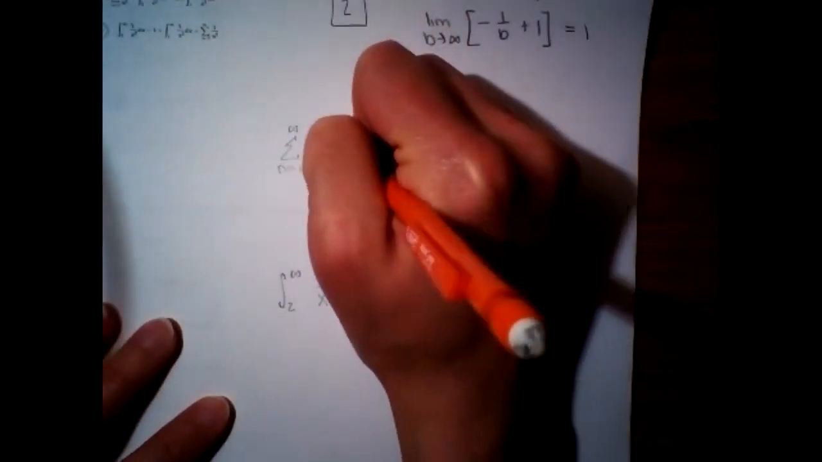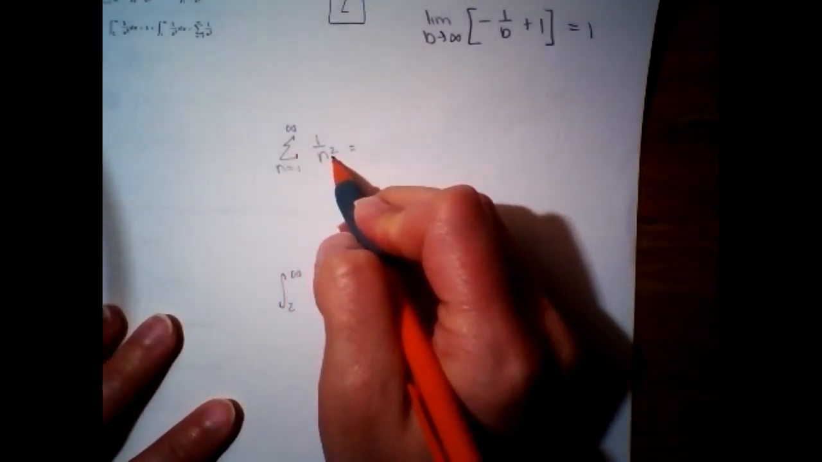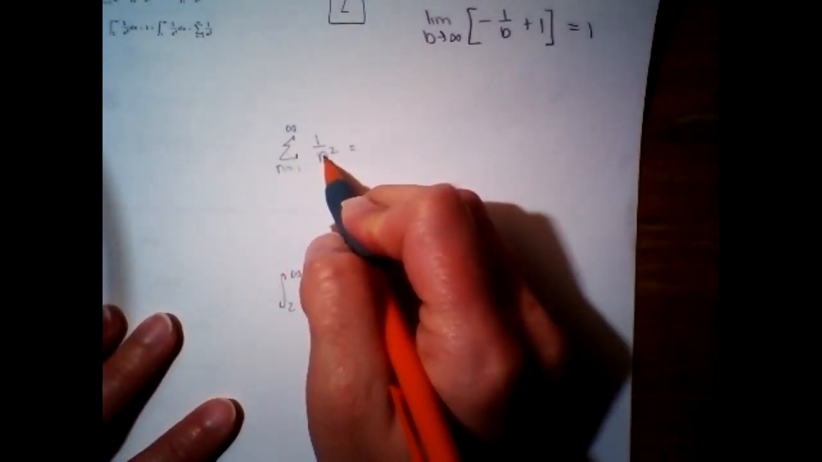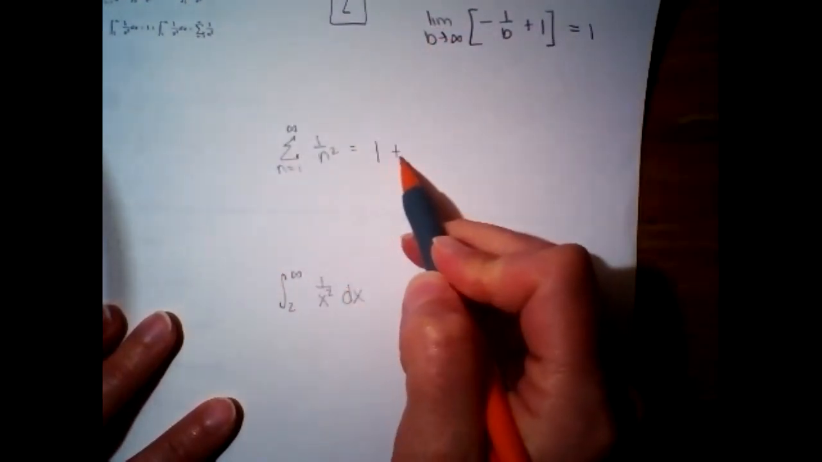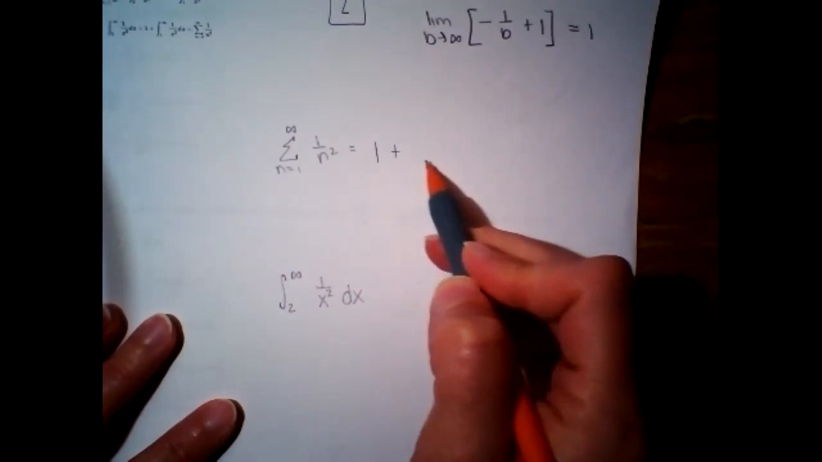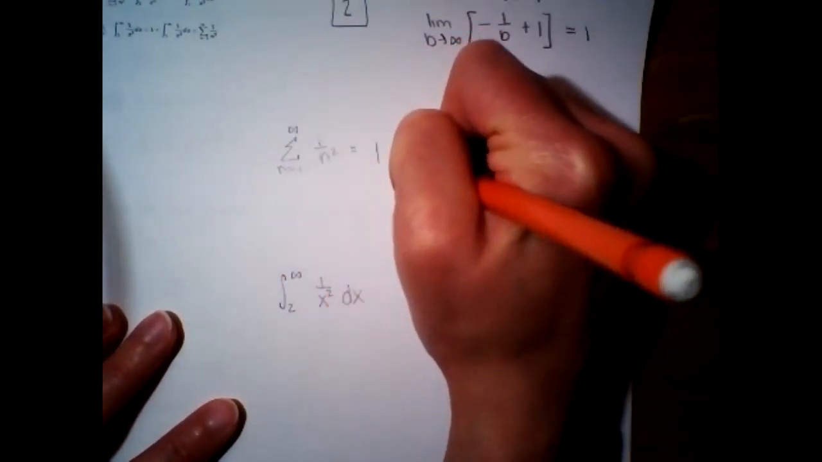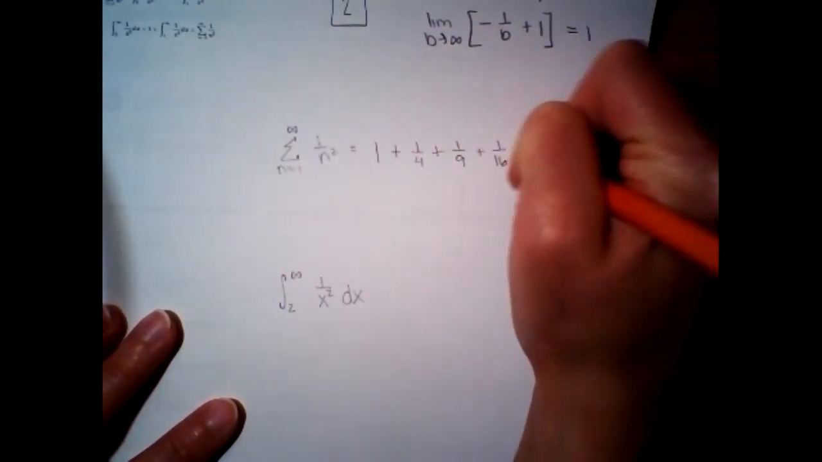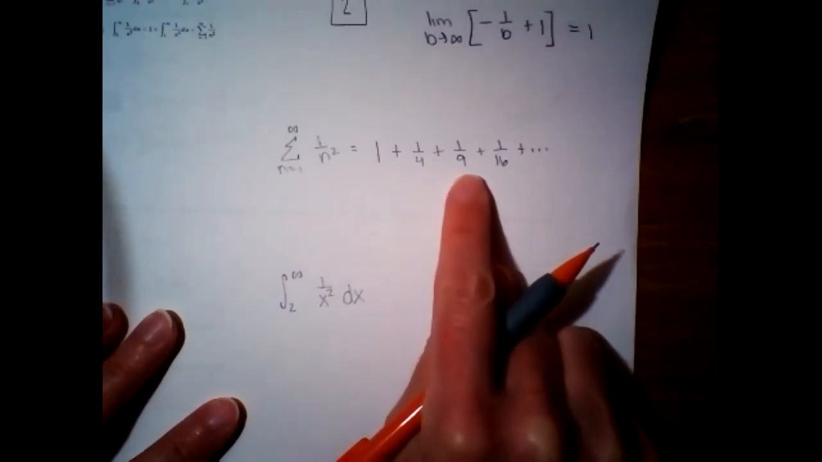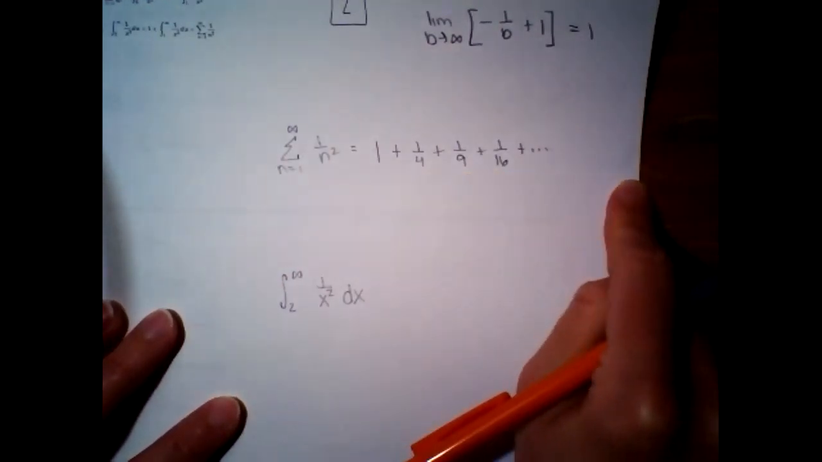And so then looking at the actual series, if you list out the first few terms, like plug in 1, 2, 3, and 4. If you plug in 1, you're going to have 1. So this is going to be bigger than 1, because we start with 1 and then we're going to add on to that. If you plug in 2, you're going to get 1/4. And if you plug in 3, you're going to get 1/9. And so on and so forth. What happens is you're adding on a smaller and smaller amount each time until you're practically adding on nothing.